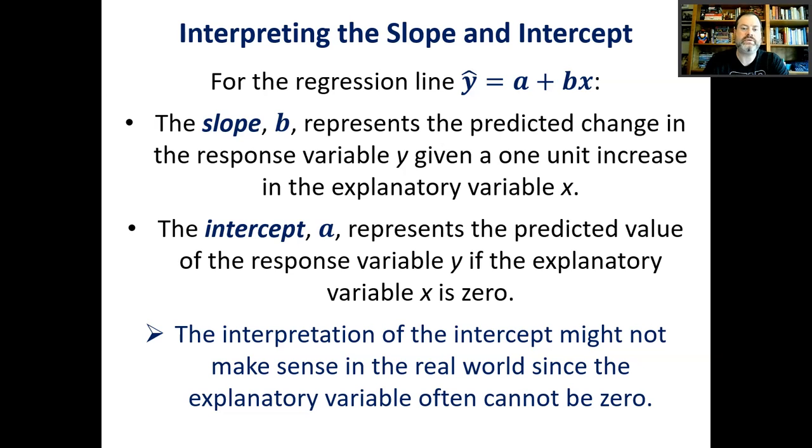And the intercept is much easier to interpret. It's the predicted value of the response variable y if the explanatory variable is 0, right? So it's basically saying plug in a 0 for x, and a will be whatever y hat is. And again, I already stated what's at the bottom there, right? Sometimes it doesn't make sense for an explanatory variable to be 0, so the intercept might not make sense. So make sure you're taking the time and thinking about this.